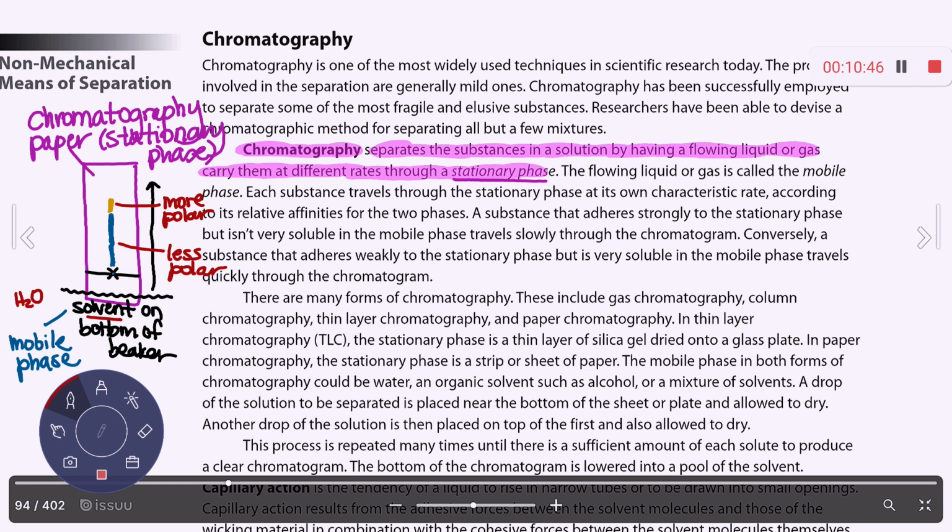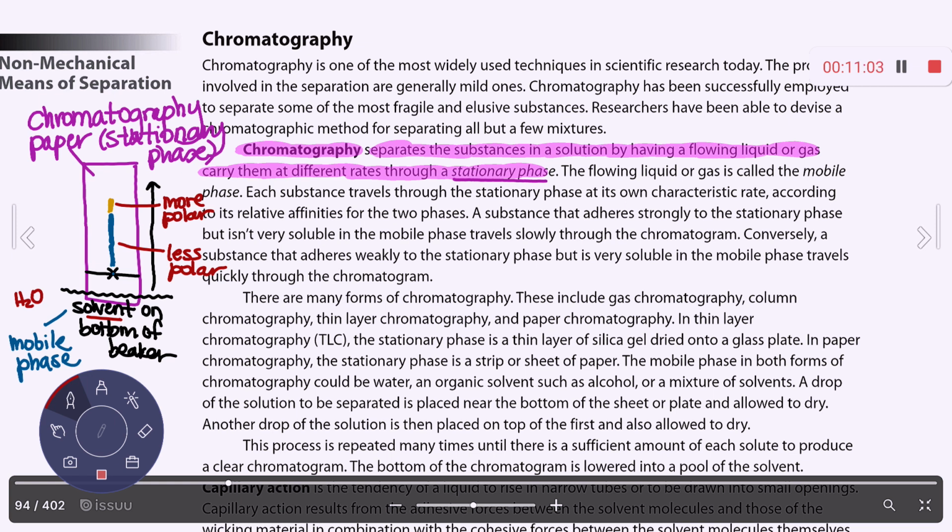If I had a non-polar solvent, then the yellow would be more non-polar than the blue. Does that make sense? Okay, so whatever is like attracts like. So that's sort of the explanation that you would use here.